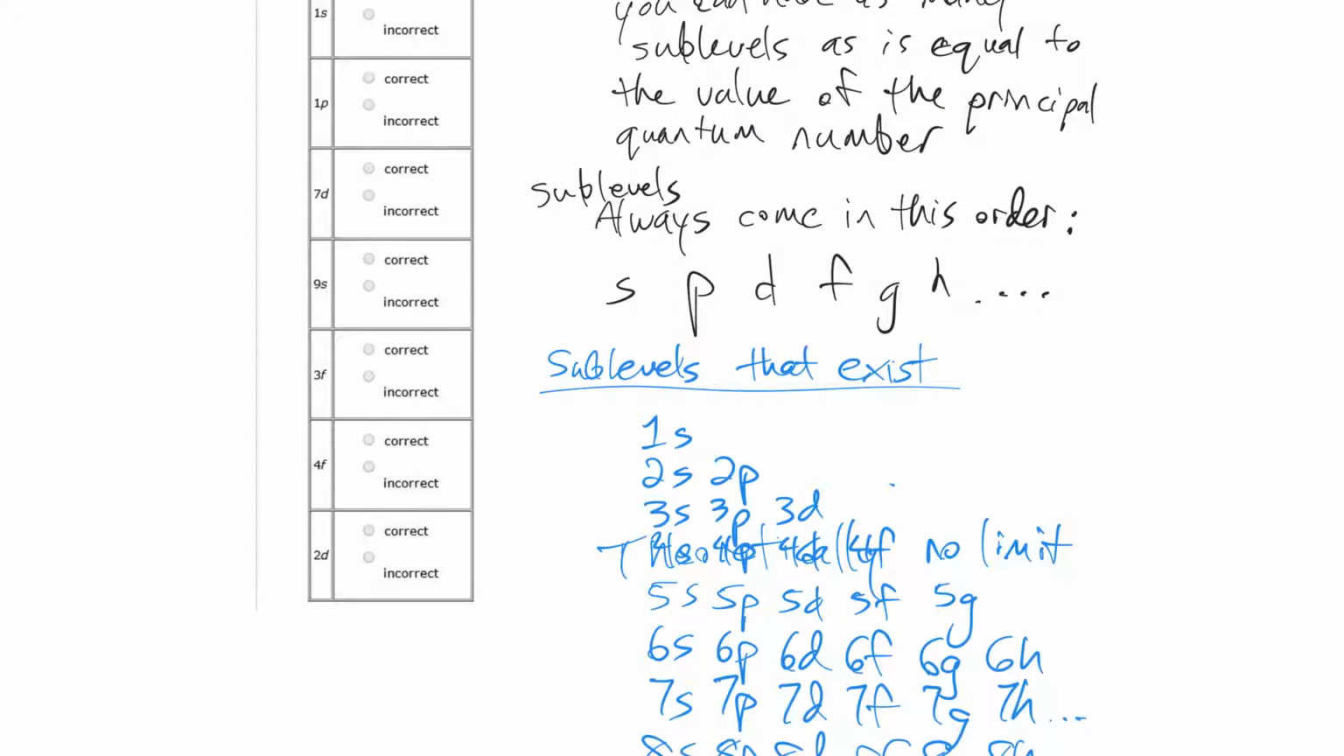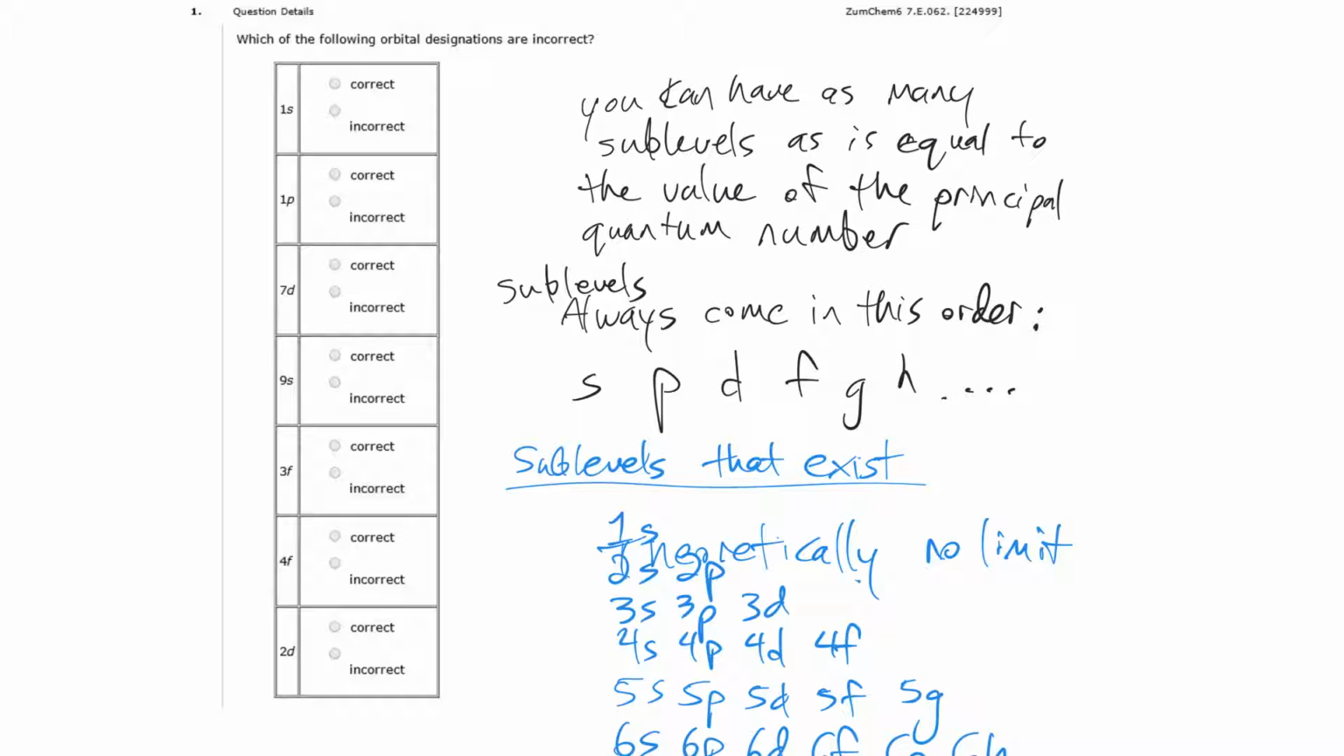So, anyway, this question is just asking us which of the orbital designations are incorrect. In other words, when they're naming sublevels, what's valid and what's not. So let's go through real quickly and make a note. In the first principal energy level, you can have a 1s because that's the first one listed. You may not have a 1p because that would be the second sublevel, and in the first principal energy level, you could only have one sublevel.